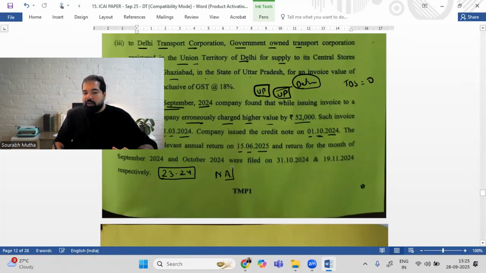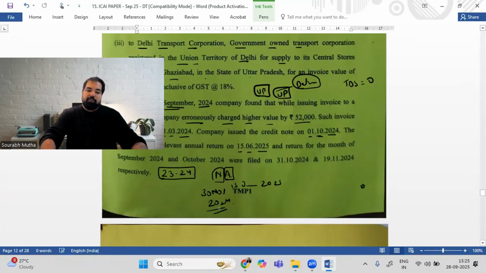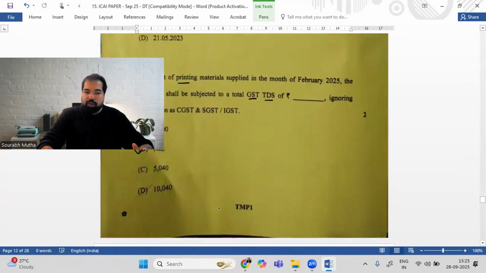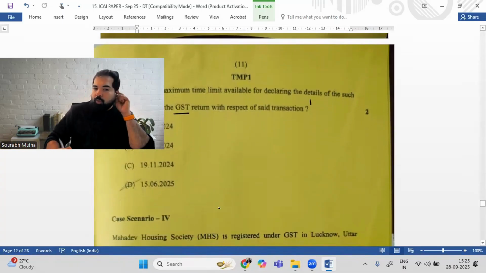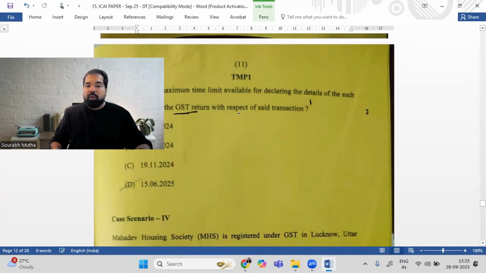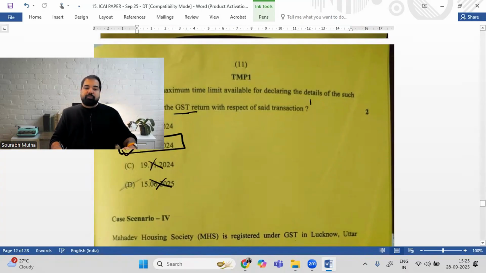What is NA? Annual return filing date, which is basically 15th June 2025, or after the year end 30th November, so 30th November 2024, whichever is earlier. So this 30th November is the last date by which the credit note can be included in the return. What is the maximum time limit available for declaring the details of this credit note in the GST return? With respect to the said transaction, it is not 15 June, it is 30th November 2024.